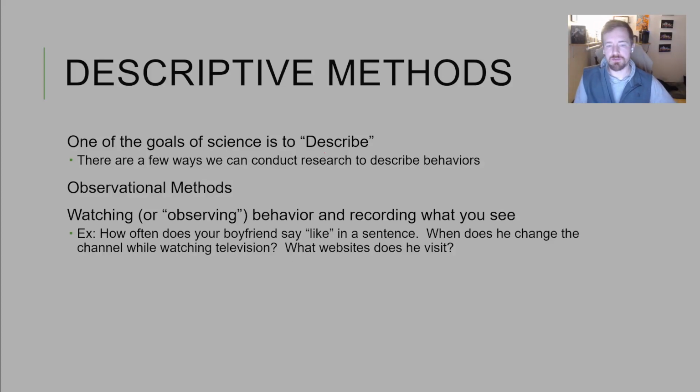So of the goals of science, the first one that I mentioned was describing, and that's whenever you're describing the different kinds of behavior. An example of this would be, how often does your boyfriend say "like" in a sentence? And you were to count that up, that would be an example of describing behavior. You're not saying why he says "like" all the time. You're not predicting when he's going to say "like", but you're saying he says "like" 10 times an hour, for example.